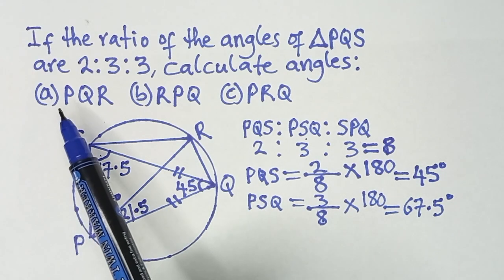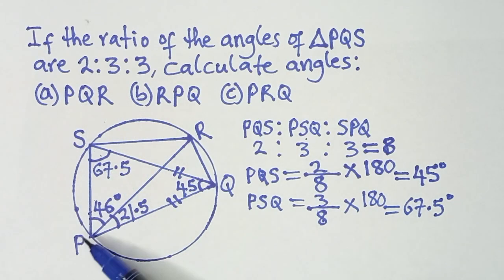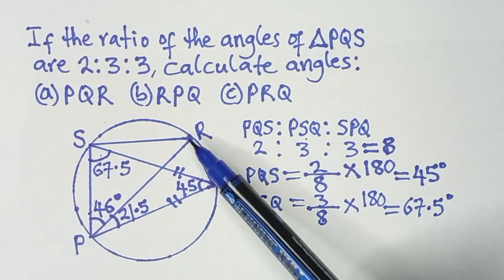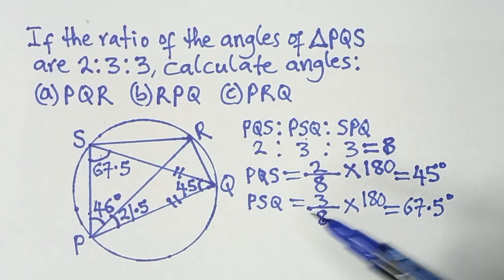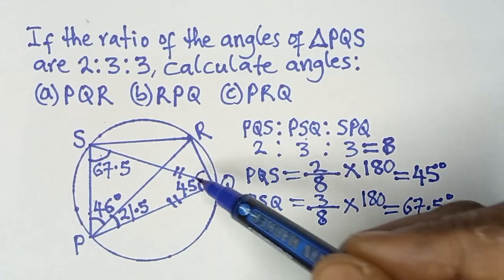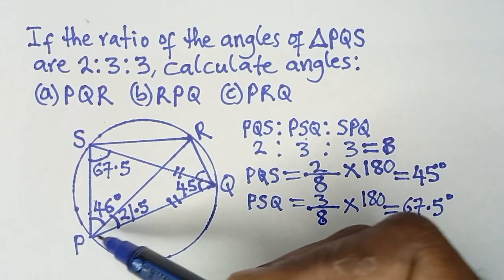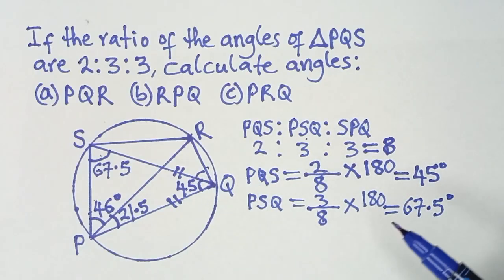Now, let's see what the first question is asking us to find. We have to find angle PQR. That is the whole of this angle here. So that means we have to find this angle so that we can add them together. We already know this as 45. So let's get this angle so that we can get PQR. We can get the whole of that angle now.